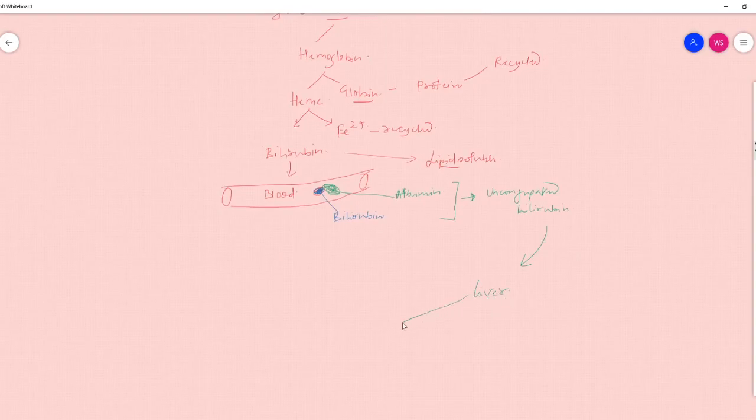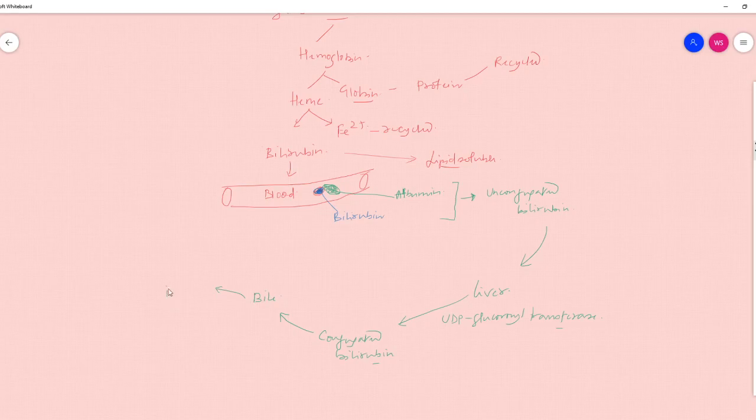And what does the liver do? The liver again uses the same enzyme, UDP glucuronide transferase, and transfers a glucuronide group to bilirubin. Now it becomes conjugated bilirubin, bilirubin with a glucuronide group. That is called conjugated bilirubin. This conjugated bilirubin is excreted through the bile.